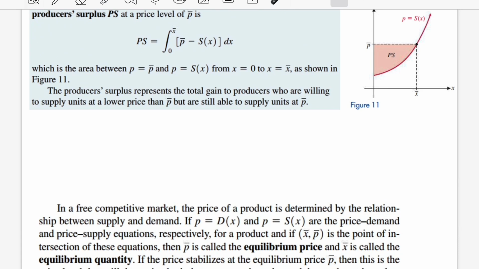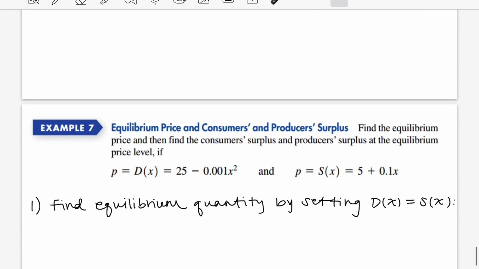Now, in a free competitive market, the price of a product is determined by the relationship between supply and demand, right? So if P equals D of x and P equals S of x are the price-demand and price-supply equations for a product, and if this point is the point of intersection of these curves, then P bar is called the equilibrium price and x bar is called the equilibrium quantity. Now, if the price stabilizes at the equilibrium price P bar, then this is the price level that will determine both the consumer surplus and the producer's surplus. So let's look at an example with both of these.